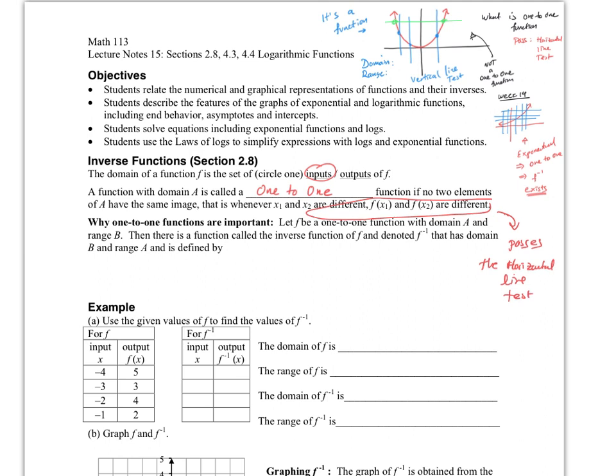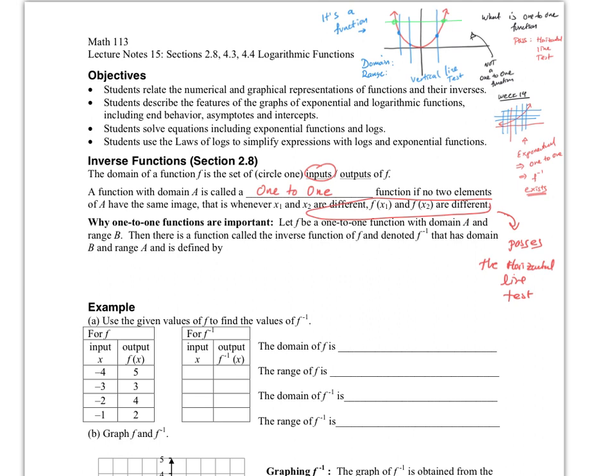Now this is what I mean. Let's say that x1 is here, and x2 is here, you can see that the two values are the same. That's why this is not one-to-one. But here, for every value of x you pick, you're going to have a different value of y.